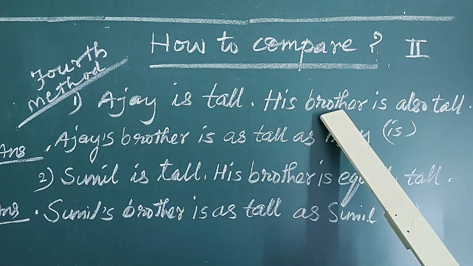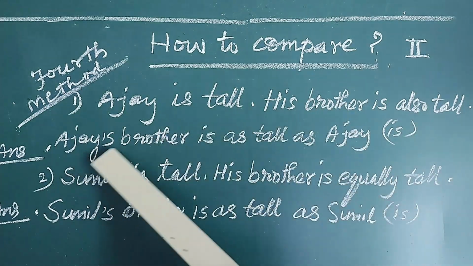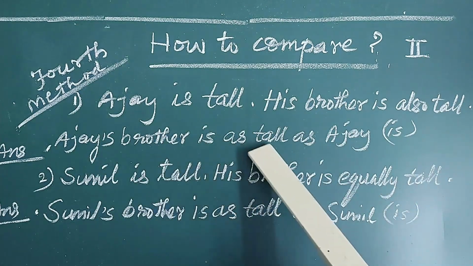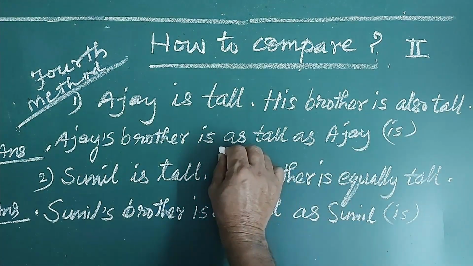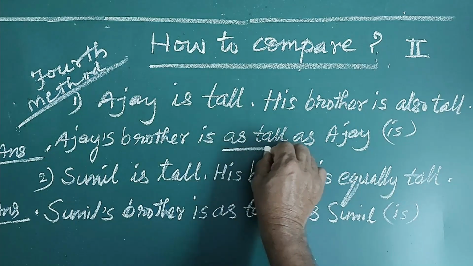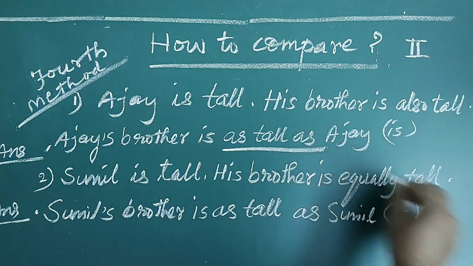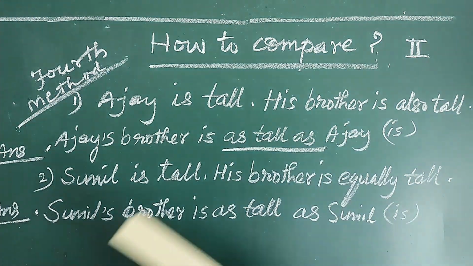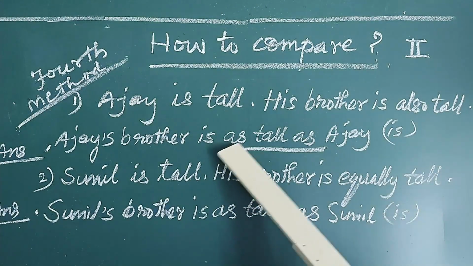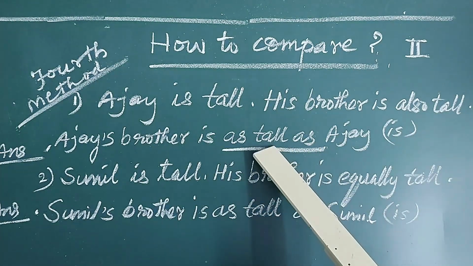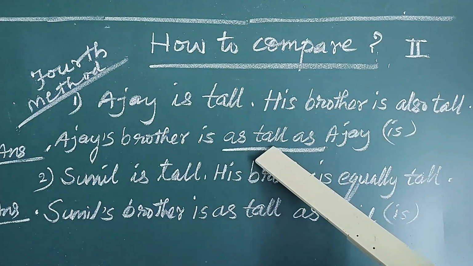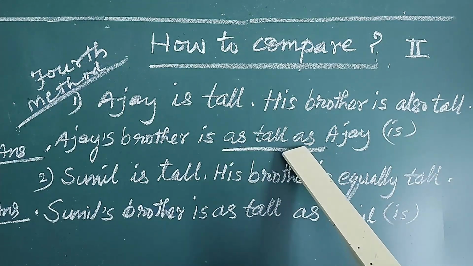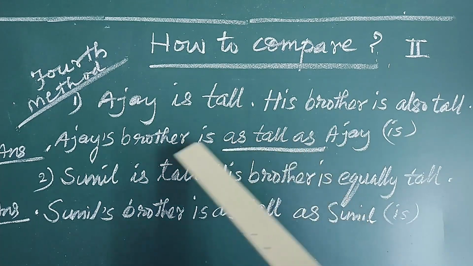Now, his brother means Ajay's brother. Ajay's brother is as tall as Ajay. Here what we are using is as plus adjective plus as. When we insert as and as, we have to use the positive degree of the adjective for comparison. As tall as is also a method of comparing.